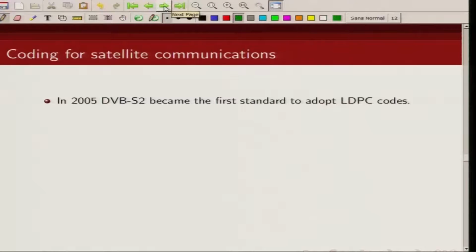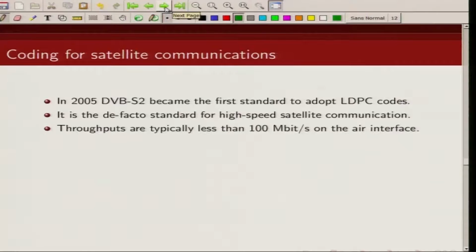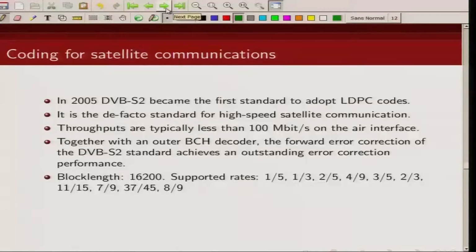Now let's move to an application in satellite communication. The standard is Digital Video Broadcasting S2, which was one of the first standards to adopt low density parity check codes. It's a de facto standard for high speed satellite communication, where typical throughput is less than 100 megabits per second. It uses a BCH code as an outer code along with the inner LDPC codes, and it can support a variety of block sizes.